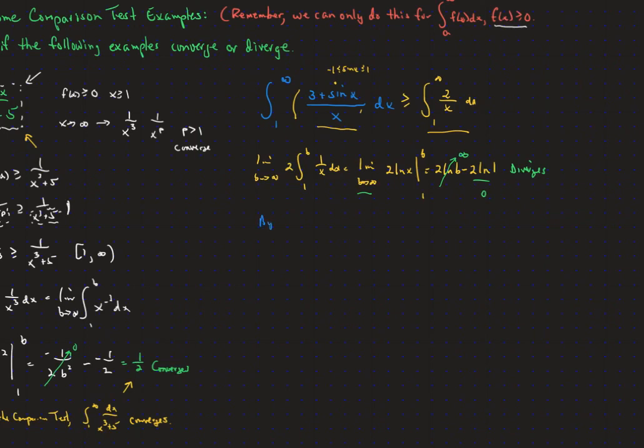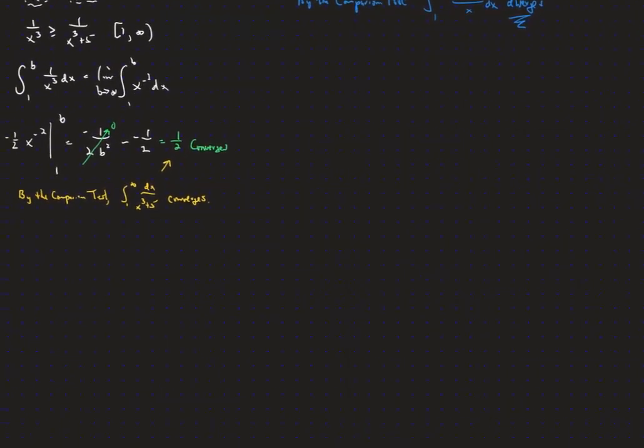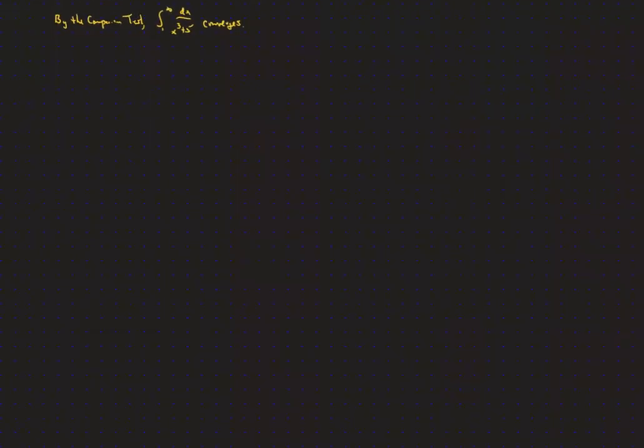Therefore, by the comparison test, since we have just shown that our integral is greater than or equal to a known divergent integral, the integral from 1 to infinity of 3 plus sine x all over x dx is going to diverge as well. Hopefully that makes sense. Okay, I think that's all I got for this one.